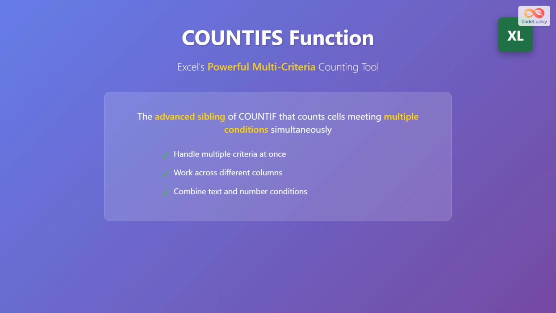Let's explore the COUNTIFS function in Excel, a powerful tool designed for counting cells that meet multiple criteria. Consider COUNTIFS as the advanced sibling of COUNTIF. While COUNTIF counts cells based on a single condition, COUNTIFS excels at counting cells that satisfy several conditions simultaneously. With COUNTIFS, you can handle multiple criteria at once, work across different columns, and combine text and number conditions, providing you with a versatile way to analyze your data.